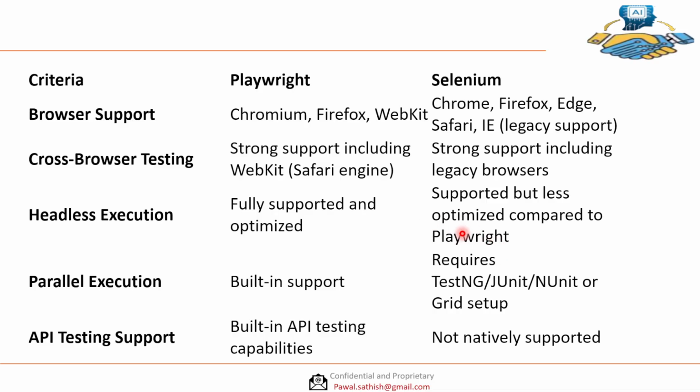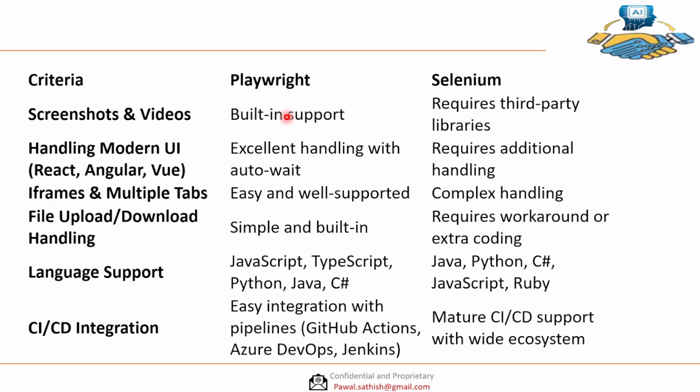We require a lot of configurations. From a parallel execution perspective, in Playwright we have built-in support, whereas in Selenium we need to execute the scripts using TestNG, JUnit or NUnit. From an API testing support perspective, we have built-in API testing capabilities in Playwright, but in Selenium we don't have inbuilt API testing capabilities. Considering screenshots and videos, in Playwright we have built-in support, whereas in Selenium we require third-party libraries and need to write separate code.